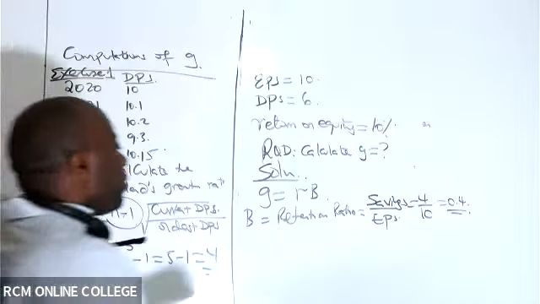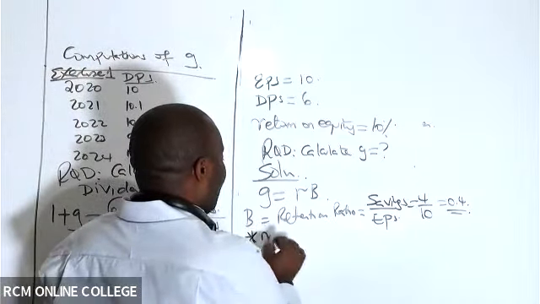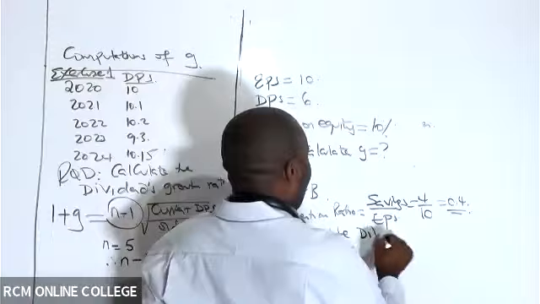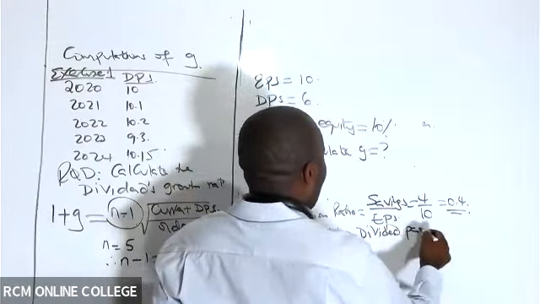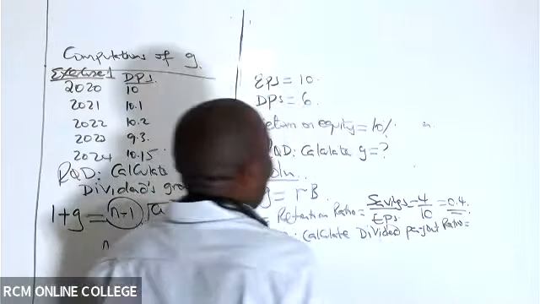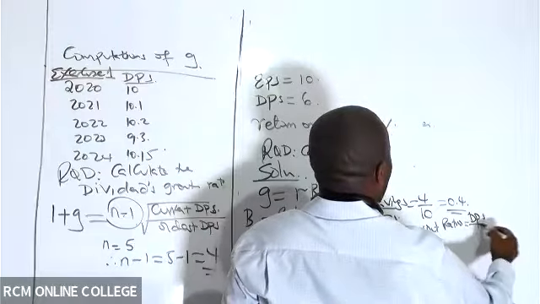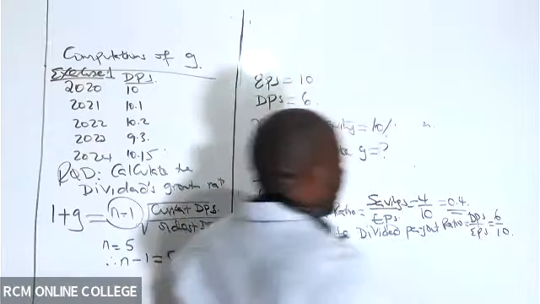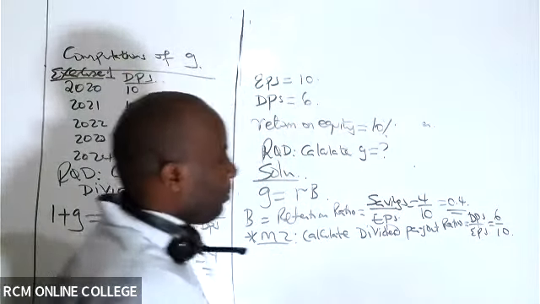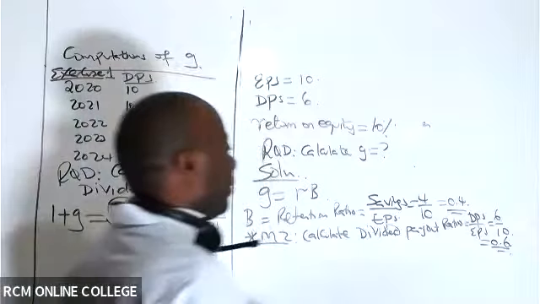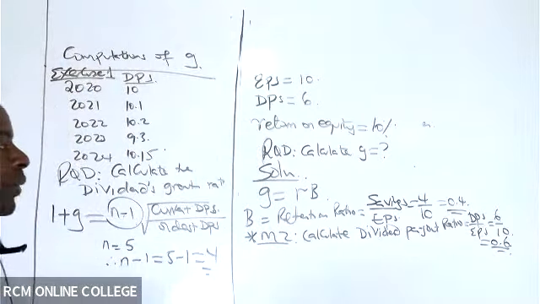Somebody may tell you method 2, that first you calculate the dividend payout ratio. How do we get the dividend payout ratio? We normally take DPS over EPS. So the DPS here is 6 over EPS of 10. So 6 over 10 will end up giving me 0.6. So the dividend payout ratio will be 0.6.